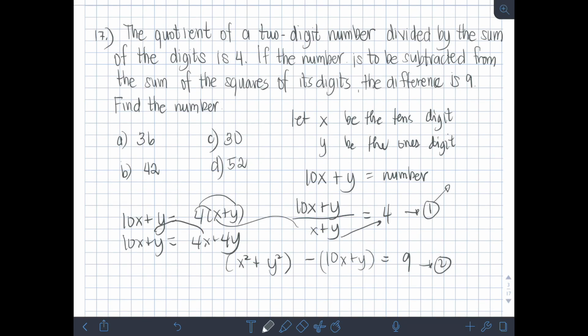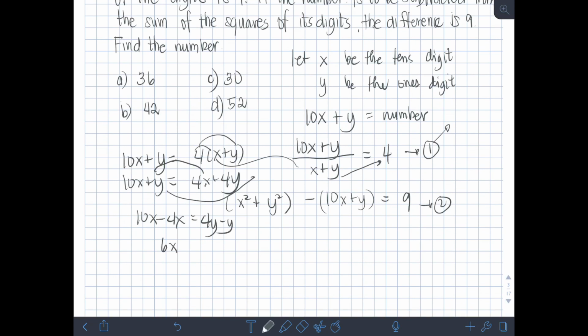Then, transpose ko si 4x dito and then si y dito. So, parang 10x minus 4x is equal to 4y minus y. Then, 6x is equal to 3y. So, therefore, divide natin both sides by 3. So, masasolve natin si y in terms of x na 2x. Okay? Pwede natin i-substitute itong y na to dito sa second equation.